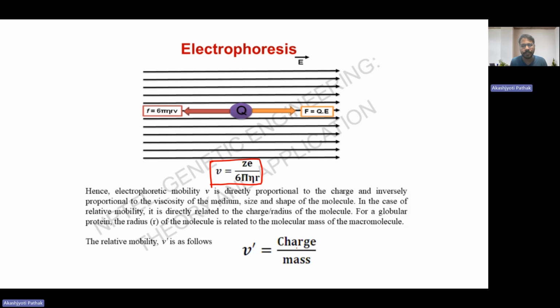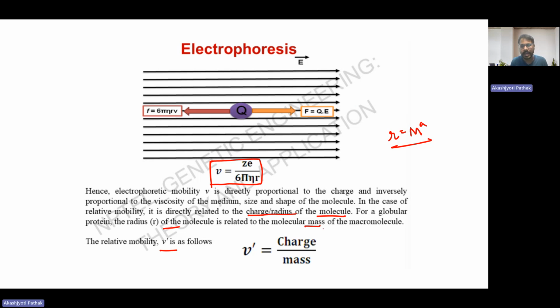So that is why u is related to the charge by the radius of the molecule. For a globular protein, we can consider that the radius of the molecule is related to the molecular mass. Okay, so radius will be dependent on the molecular mass. This one was covered in the lecture, how the radius of gyration or the hydrodynamic radius is dependent on the molecular mass. So that is why you can substitute this for mass. So this will be the relative mobility, u dash. Okay.